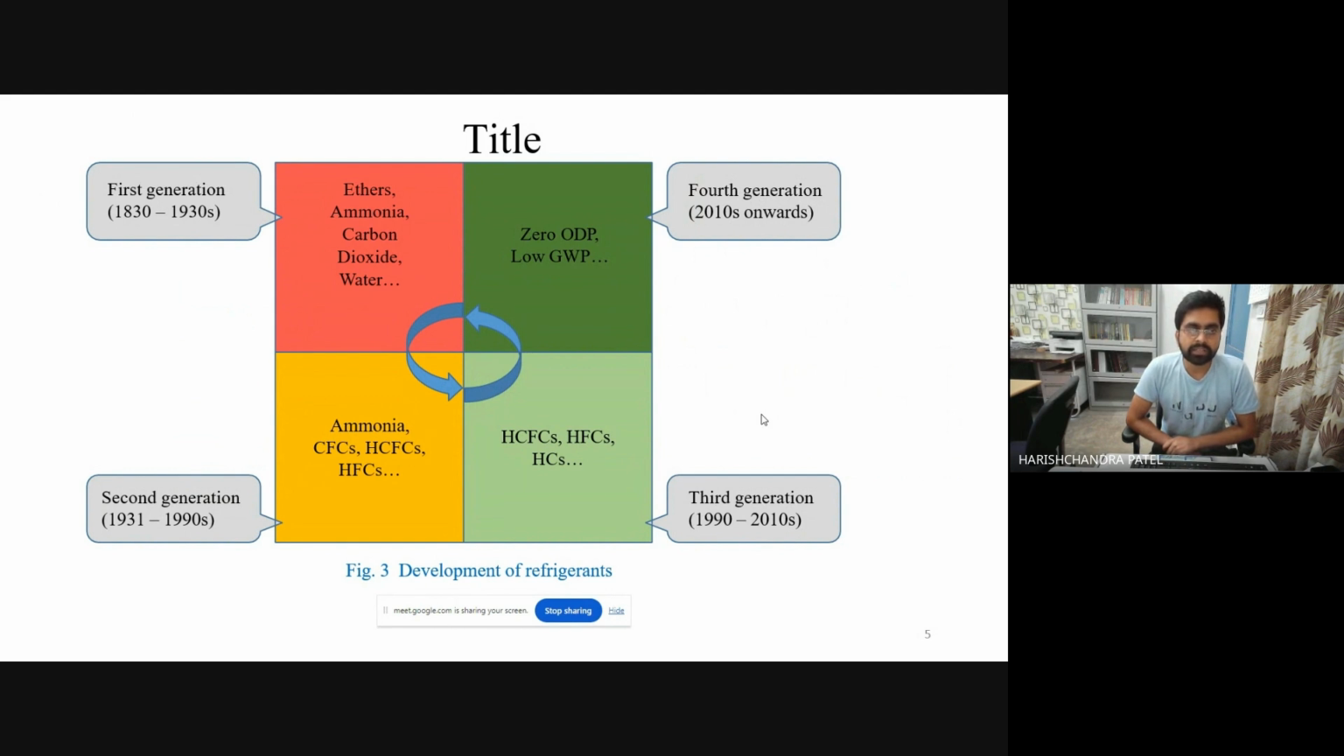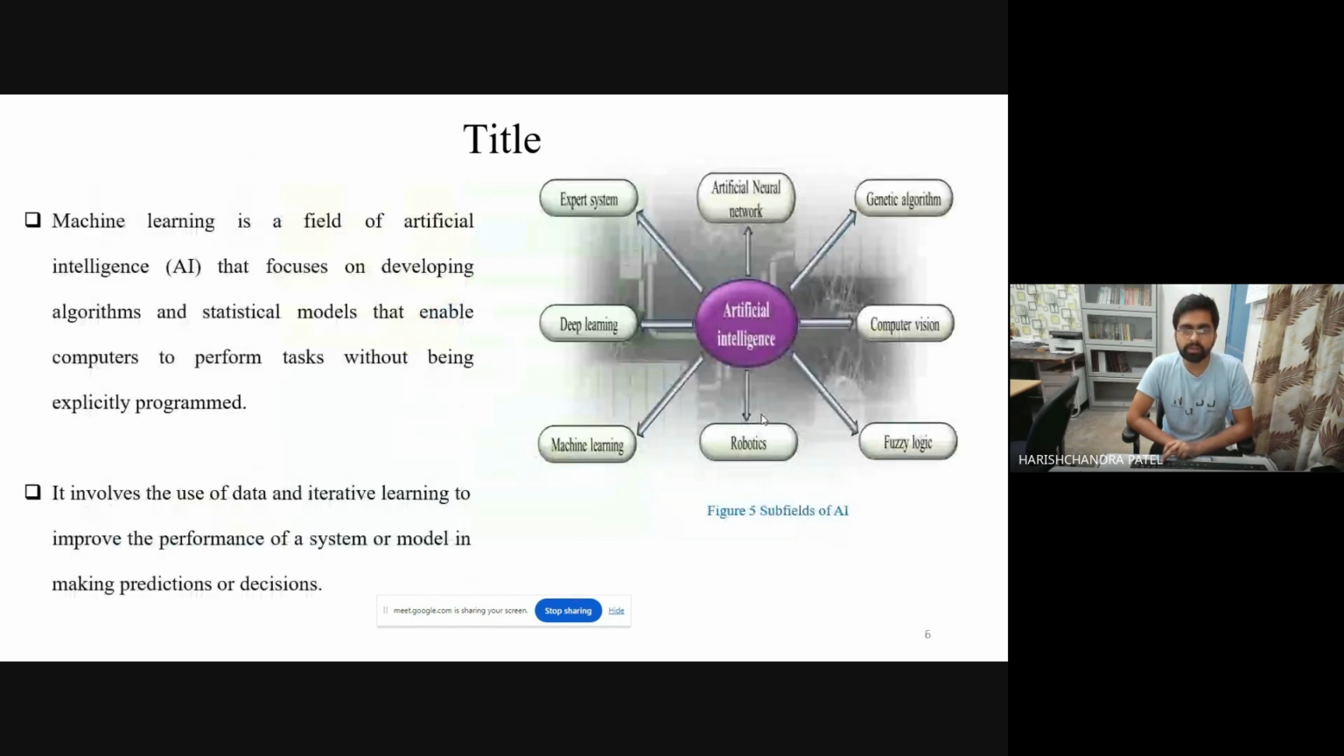Starting from the first generation, between 1830 to 1930, the old refrigerants were ethers, ammonia, carbon dioxide, and water. Then in the second generation, 1931 onward, there were chlorofluorocarbons, hydrochlorofluorocarbons, and hydrofluorocarbons. Then the third generation refrigerants, 1990 to 2010, were hydrofluorocarbons and hydrocarbons. Fourth generation, 2010 onward, has zero ozone depletion potential and low global warming potential. Refrigerants nowadays being used are R600, that is isobutane, and R290, propane.